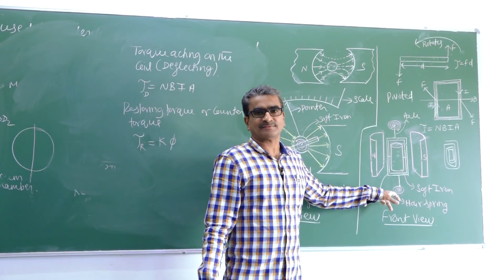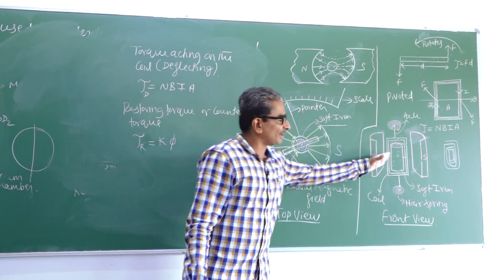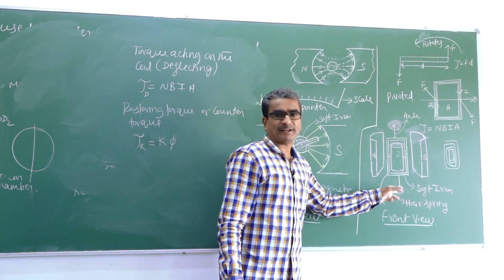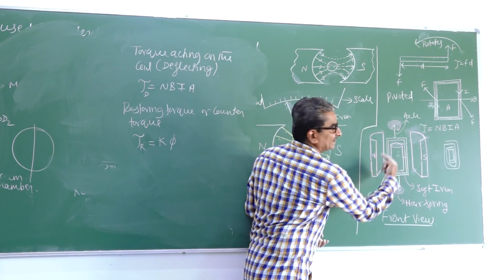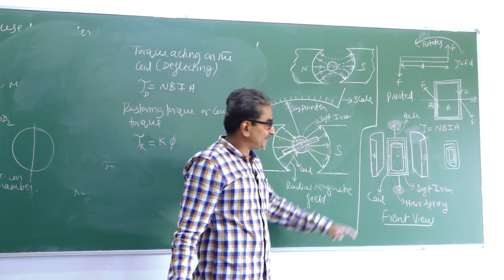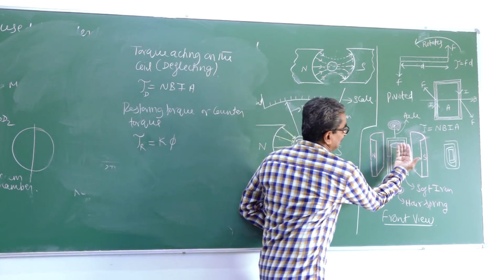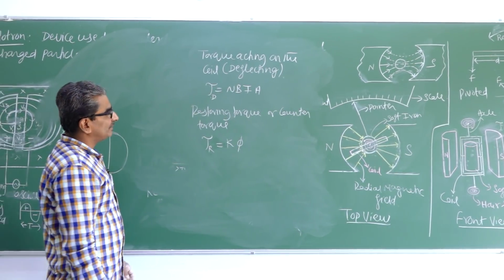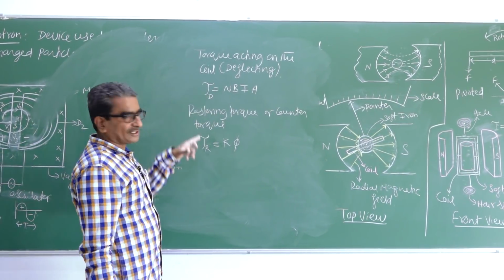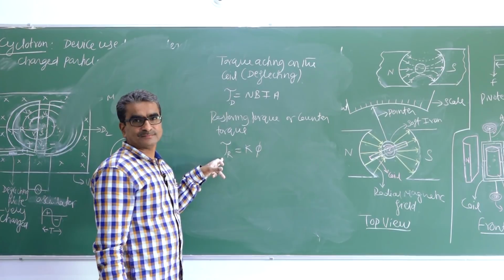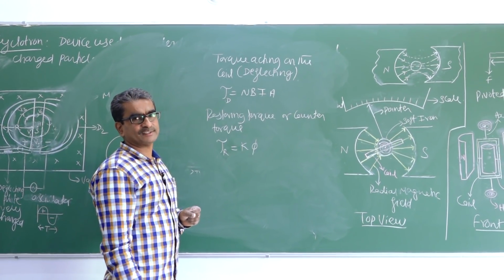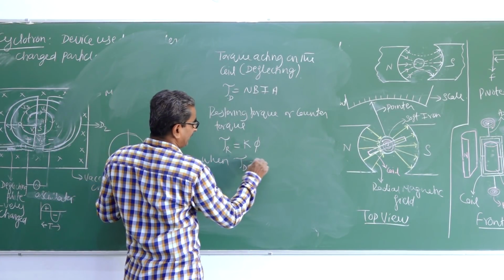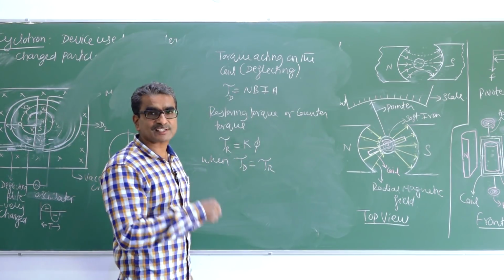The restoring torque will prevent the coil from rotating unnecessarily more. Imagine if there were no springs, then the coil would have started spinning like this. It is because of the spring only that the coil is not able to undergo extra rotation, because the spring provides the restoring torque. Now what happens when the deflecting torque and the restoring torque both become equal and opposite to each other? When tau d equals tau r, an equilibrium is established in the coil.